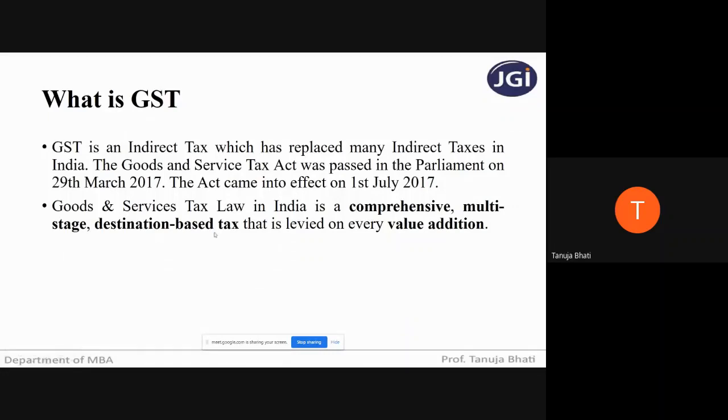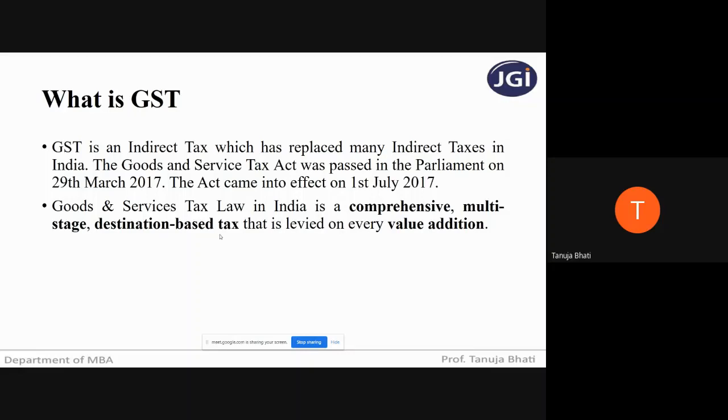Now it is destination-based tax. Now what do you mean by destination-based tax? When I say destination-based tax, it means before 1/7/2017, students, I'm talking earlier, when there was no GST regime, that is the pre-GST regime. In the pre-GST regime, it was origin-based tax. Now let me explain this with the help of an example. Suppose I am a dealer in Karnataka, and I'm a seller and I'm selling the goods to a person in Maharashtra, to a person who's going to utilize the goods in Maharashtra.